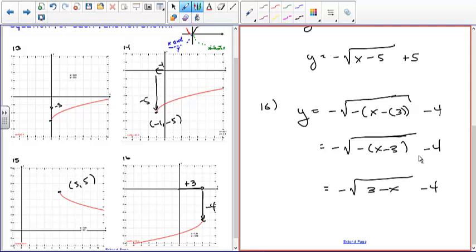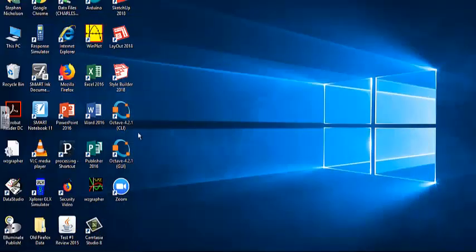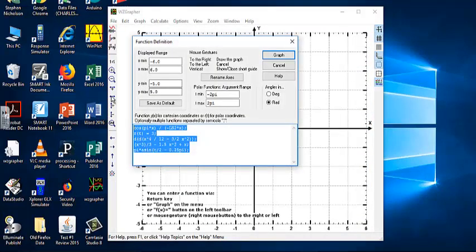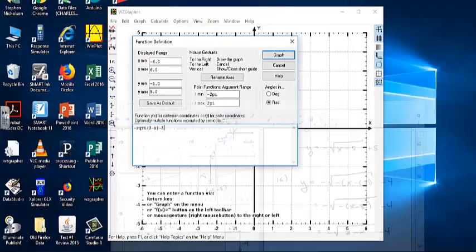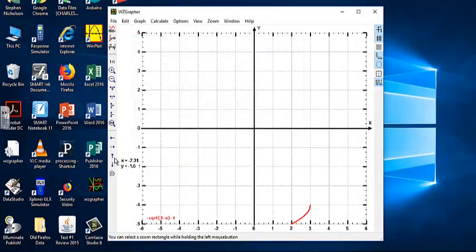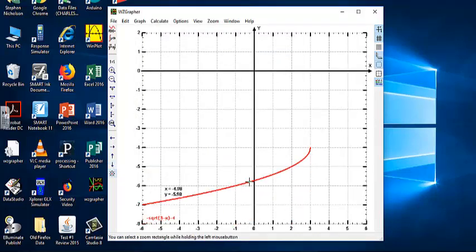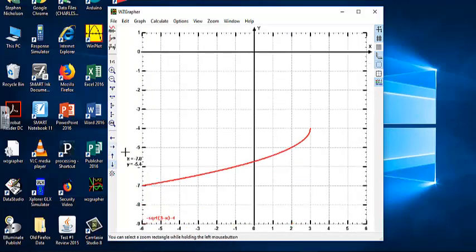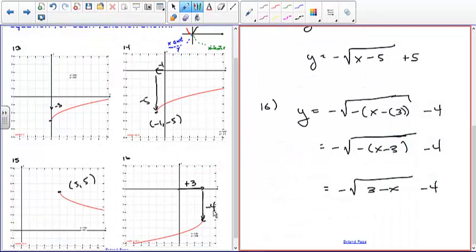And I'm just going to show you that this is true. You may not believe me, so let's show that it works. So the function is negative the square root of 3 minus x minus 4. Let's double check that's what it said. Negative square root of 3 minus x minus 4. And then we graph it. And then we move it around a little bit. There it is. So you can see it's at point 3 comma negative 4, and it's going that direction. Anyway, if you look at that, and you look at that, they're the same.